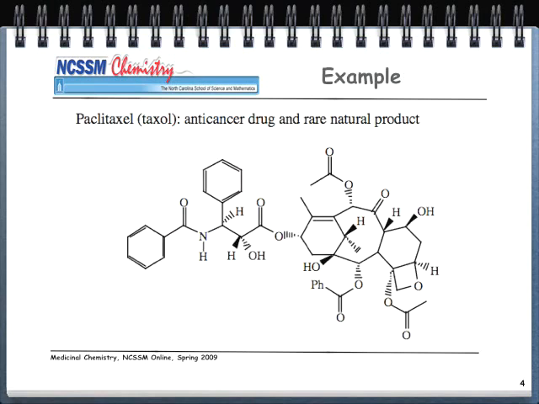Okay, so here's an example. Here's Taxol, which is an anti-cancer drug. And it's also a very rare natural product. In other words, we can't go out into nature and cut down some plants or extract this drug from a fish or some other organism. Okay, this drug needs to be synthesized. It starts out as a very small molecule, and when we finally get to the point where we have Taxol, you have the synthesized molecule that you see in front of you.